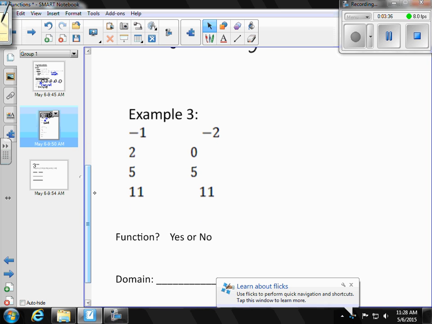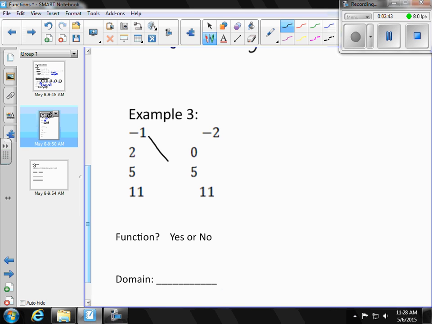Example number 3. Now I'm going to draw the arrows as they're shown in your book. 1 corresponds with 5. 2 corresponds with -2. 5 corresponds with -2. Remember, we can repeat y values. So up until this point, each x value is corresponding with just one y value. It's still a function. But if we look at 11, 11 corresponds with 5 and 11. This makes it not a function because the x value 11 is used twice. It's used to correspond with 5 and it's used to correspond with 11.